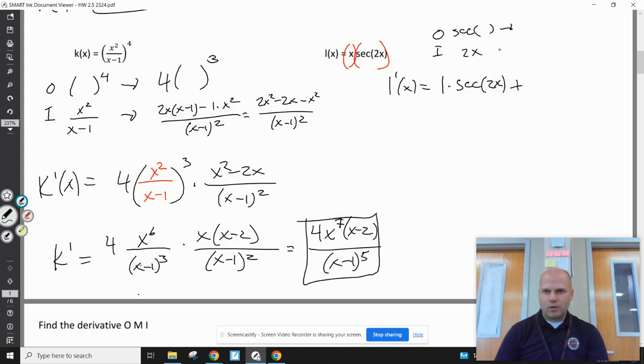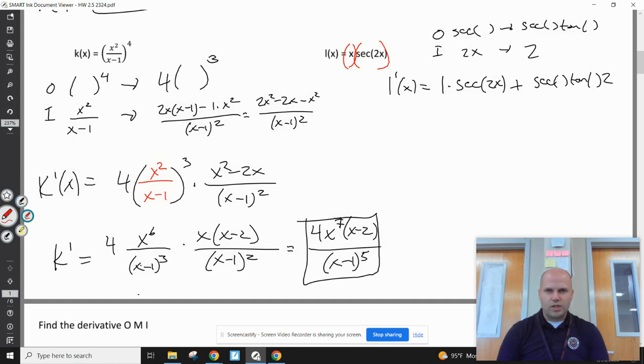A lot of people don't realize that this is a chain, and a lot of the examples that I did not have this simple one, but I have a couple later. The slopes of 2x are 2, so the derivative of 2x is 2. The derivative of secant is secant parentheses tangent parentheses. You will have to know that for your test. So the slopes of the second are secant parentheses tangent parentheses times 2.